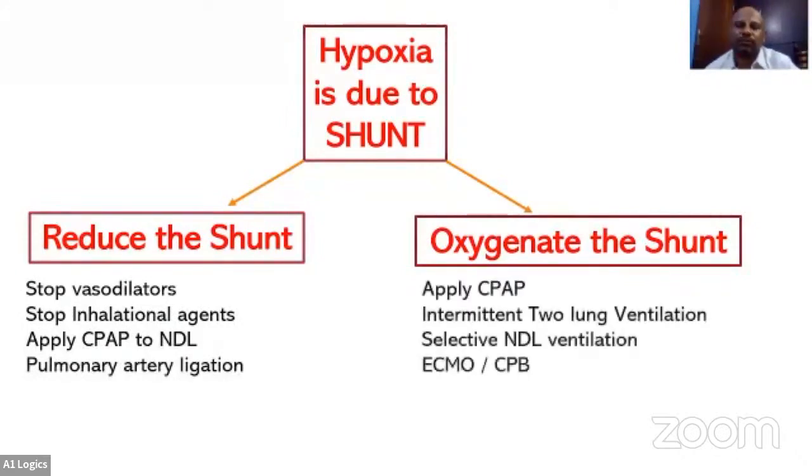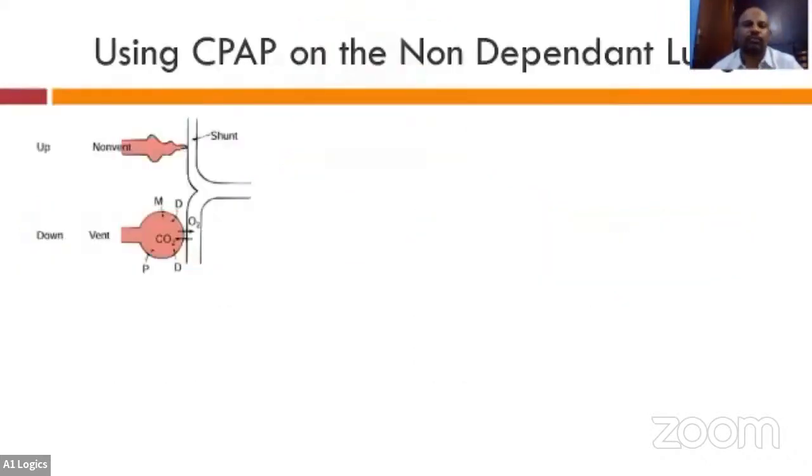So how will you oxygenate the shunt? You can apply the same CPAP to the non-dependent lung. That will also help in oxygenation, or intermittent 2-lung ventilation. Though it can interfere with the surgical field, if there is no other go, you can go for 2-lung ventilation. But if you can selectively ventilate the non-dependent lung, that is much better. You can actually pass in a fiberoptic bronchoscope, and you can slightly ventilate the lobes which are not operated upon. And if nothing works, the only thing which will help is ECMO or a CPB when you have to continue the surgery.